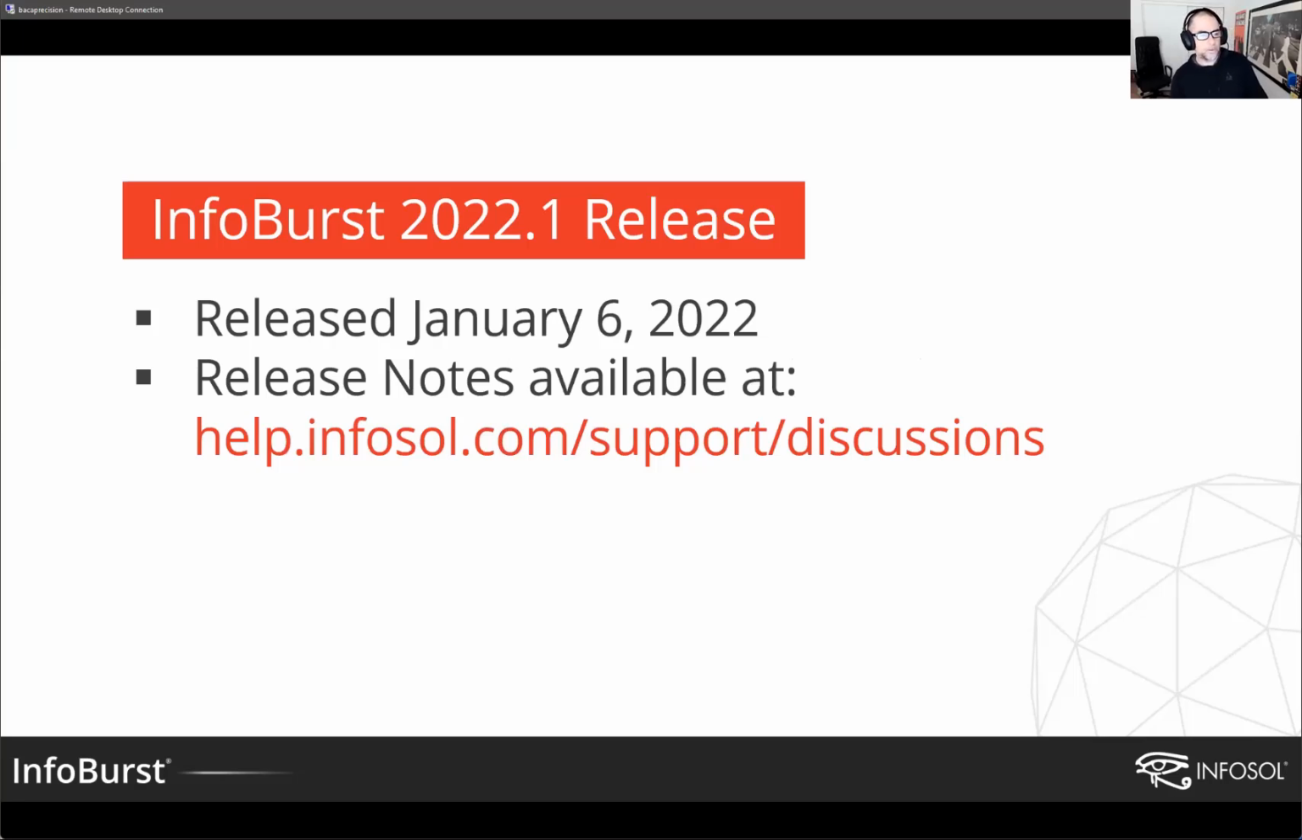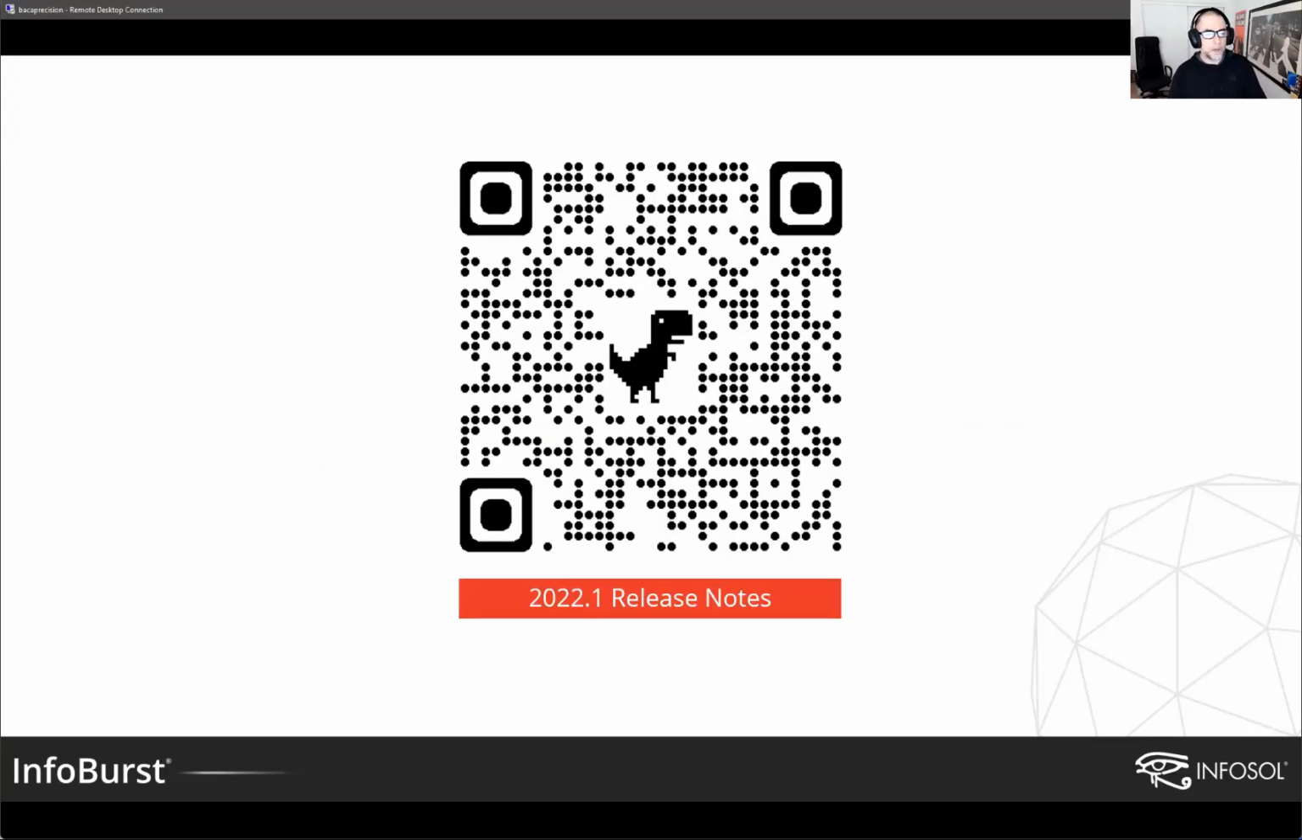Okay, so let's move right into the topic for today, which is InfoBurst 2022.1. This version of InfoBurst was released just over a month ago on January 6th. And a lot of what I'm going to cover today is available in the version release notes. They're publicly available on our help desk, at help.infosol.com/support/discussions. Most of you know where our forums are. For those that don't, that's the location. And if you'd like to scan in the QR code, that'll take you directly to that particular link in the forums. I'll give you just a moment if you want to scan that.